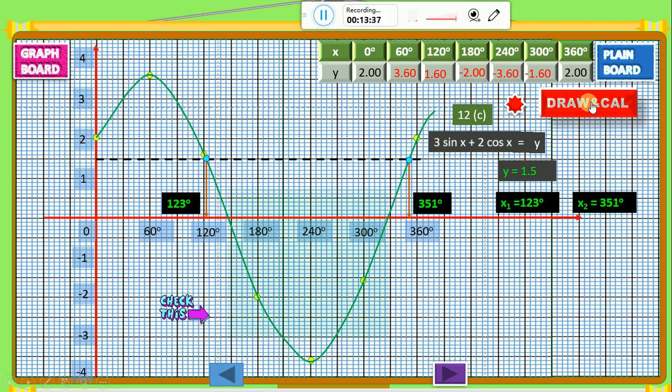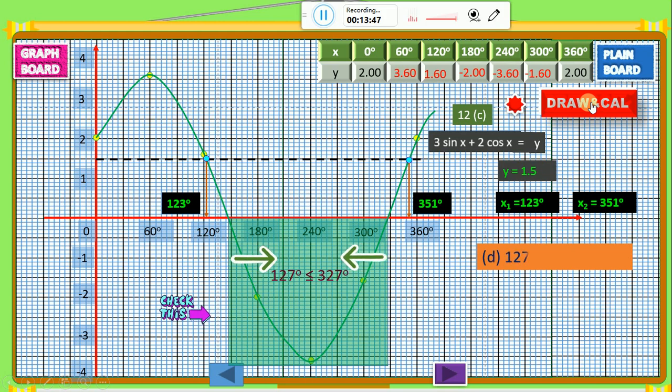The next, that's the region where the equation given to us is below 0. So you can see the arrow is showing us the place that is below 0, from 127 degrees to 327 degrees. So at this point, the curve is below 0. That's the solution of that graph.